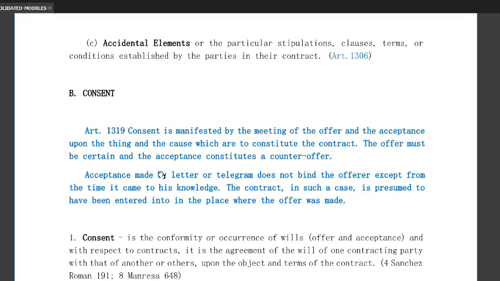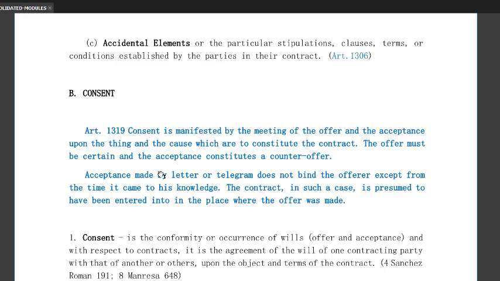So, that thing we could readily see that there is a definite offer. Tapos, acceptance. Ano ba dapat ang acceptance? Ang acceptance daw dapat hindi qualified, dapat absolute. Kasi kapag qualified po ang acceptance, ang ating pong treatment diyan ay yun ay counter offer lang.